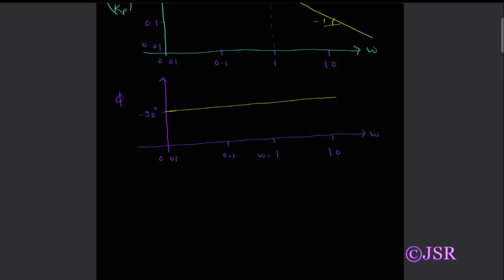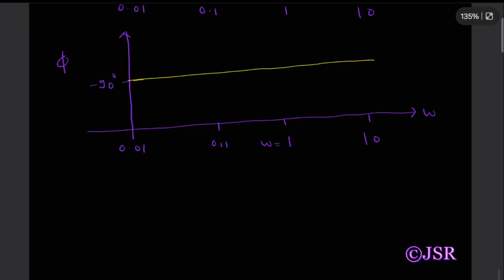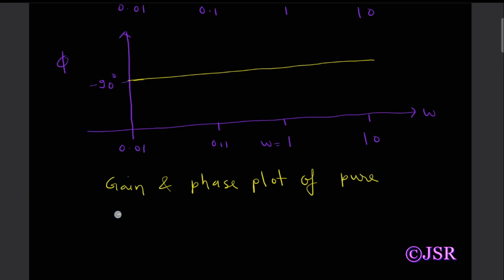So this is the gain and phase plot of the pure capacitive system.